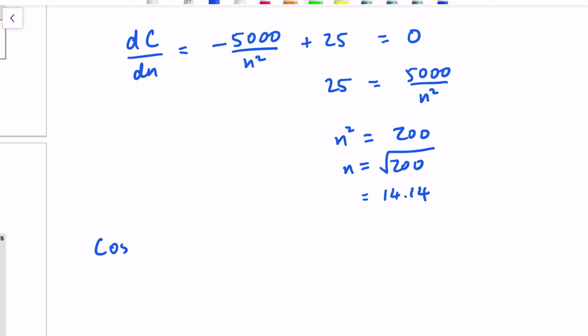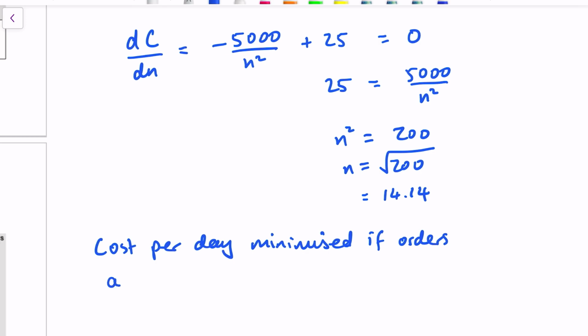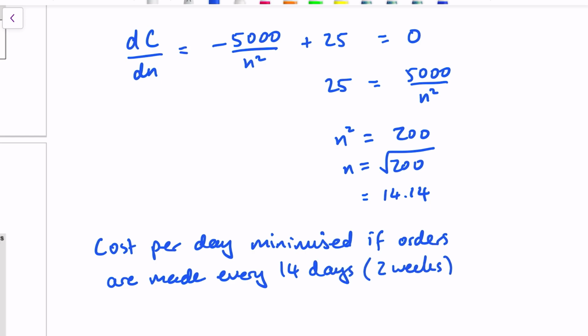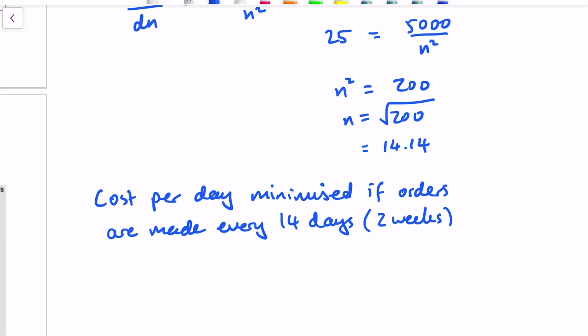So, cost per day minimized if orders are made every 14 days, which is 2 weeks. It's actually quite a practical answer. Order every Monday, or order every Tuesday, every second Tuesday. And how much steel should be ordered each time? Well, if they're going to make 5 gates per day for 14 days, then they need to order 70 units each time.